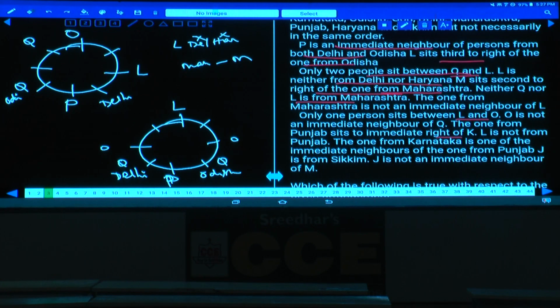L is not from Punjab. The one from Karnataka is one of the immediate neighbors of the one from Punjab, and so on. Any information regarding Q here? No. P is an immediate neighbor of the person from Delhi and Odisha. L sits to the right of the one from Odisha.